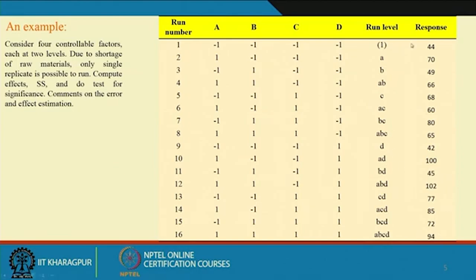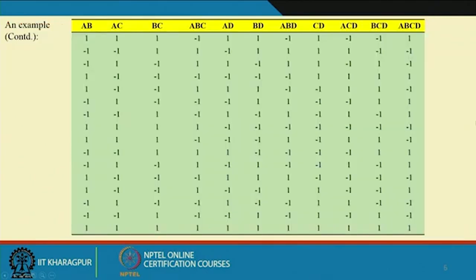Now, if there had been more replications, you would have more response values here, maybe 44, maybe 50 or something like this, but we have only a single replicate. So, these are all single observed values when you have conducted experiments against each of the experimental settings.